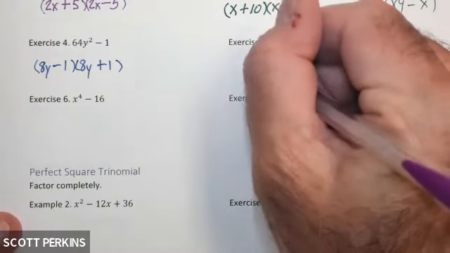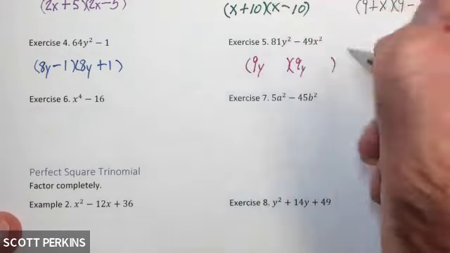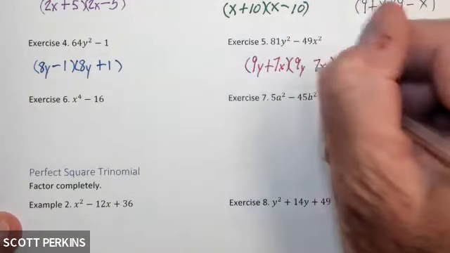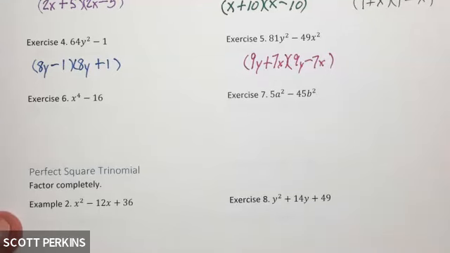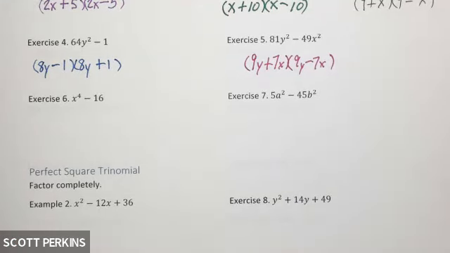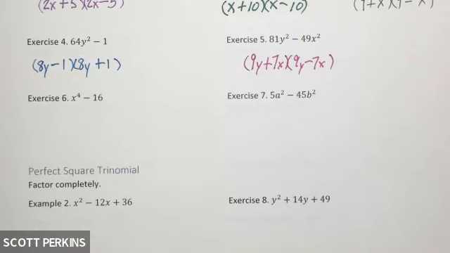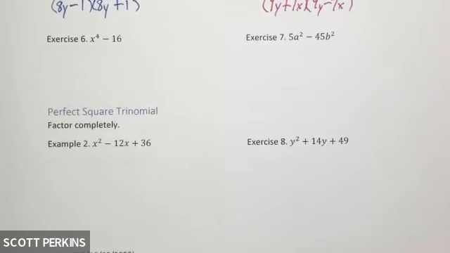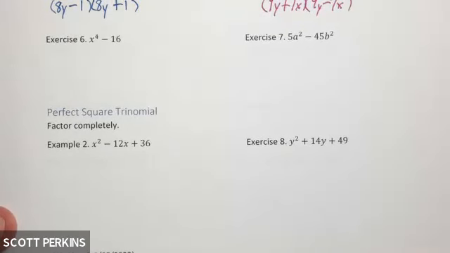So 81y squared is 9y times 9y. 49x squared is 7x and 7x plus one pair, excuse me, minus the other pair. We doing okay? Okay, that's your straightforward difference of squares. Now I got 2 more problems just to give you little twists to this, because I don't want this to be too easy for you. Okay, so the next one, exercise 6, do your best to factor that completely. If you can at least do the first step, that's great. And if you do the second step, that's amazing.